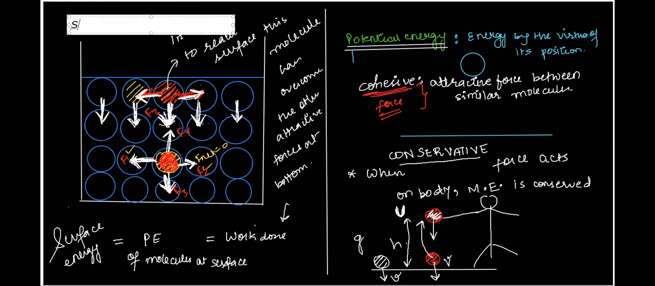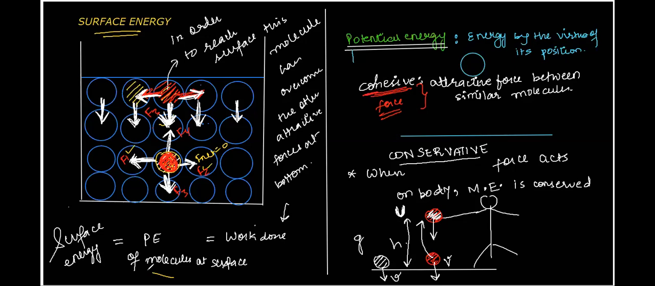Yes, sir. So this is how we define surface energy. Surface energy is nothing but potential energy of the molecules at the surface. And how did it enter into these molecules? As these molecules were doing some work against the attractive forces, and as they reached the topmost layer, they possess this work done in the form of potential energy.